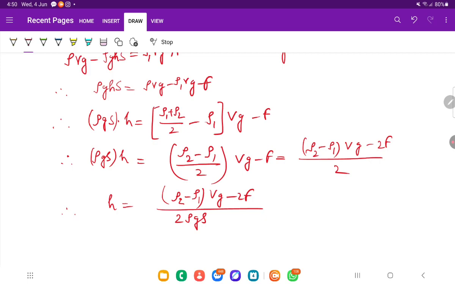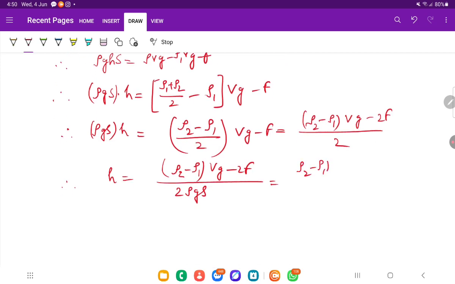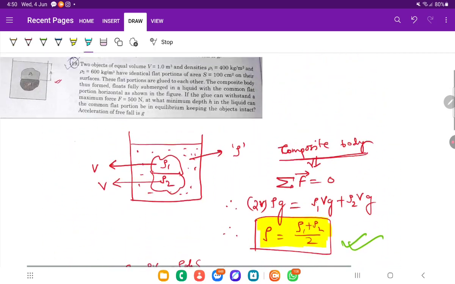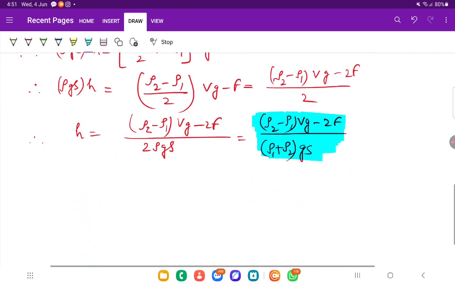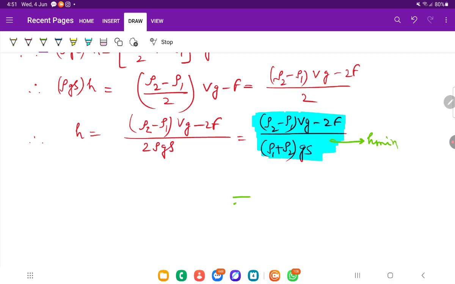Oh wait, have I made some mistake? Oh no, it is just the rho value you need to put here. That 2 rho will be rho 1 plus rho 2, right? Because the rho was rho 1 plus rho 2 by 2. This is Vg minus 2F upon rho 1 plus rho 2 g into S. So that's the answer. Basically this is the minimum depth h in the liquid, so that the common flat portion is in equilibrium and keeps the objects intact as well. So this is basically h minimum.